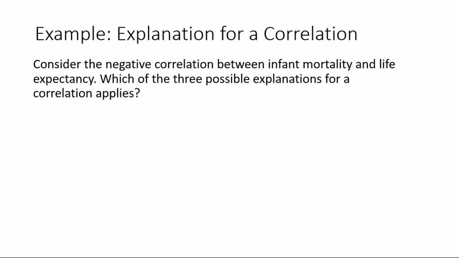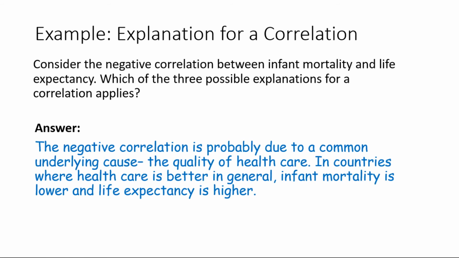Example, explanation for a correlation. Consider the negative correlation between infant mortality and life expectancy. Which of the three possible explanations for a correlation applies? Answer: the negative correlation is probably due to a common underlying cause, the quality of health care. In countries where health care is better in general, infant mortality is lower and life expectancy is higher.